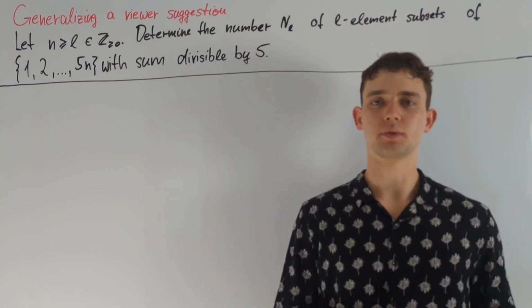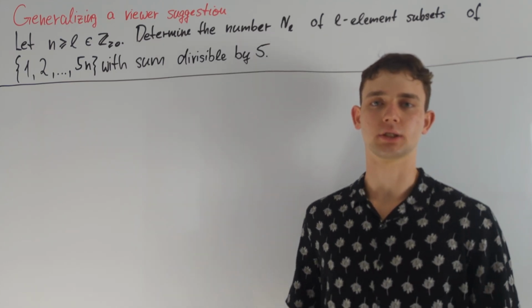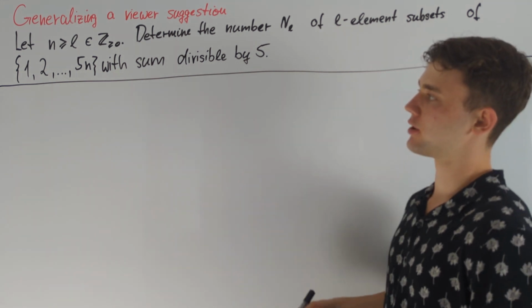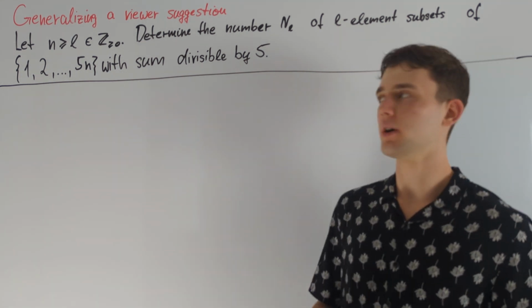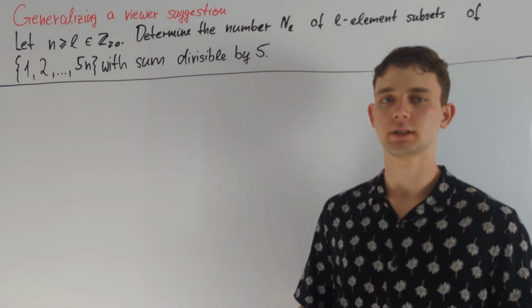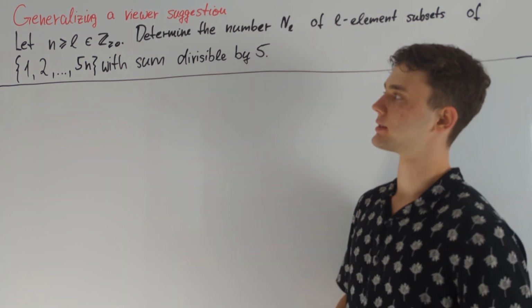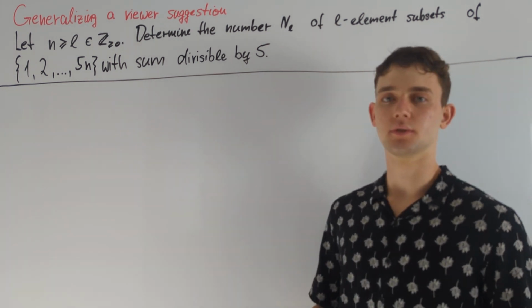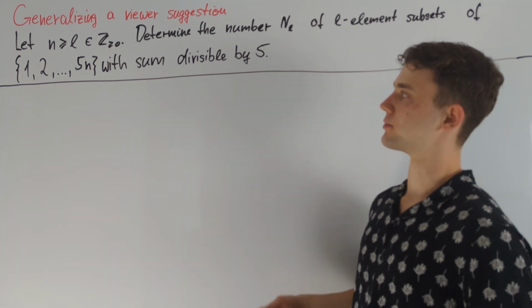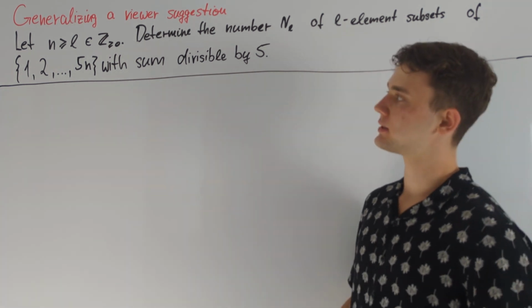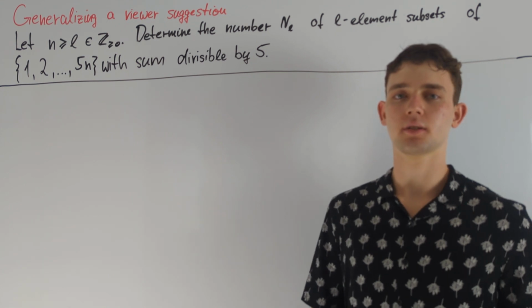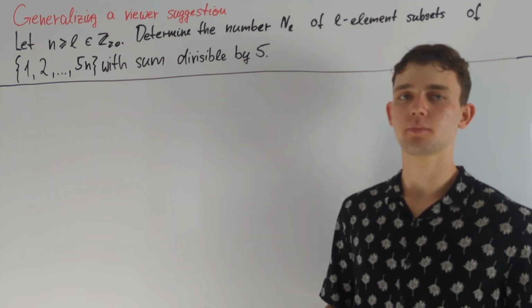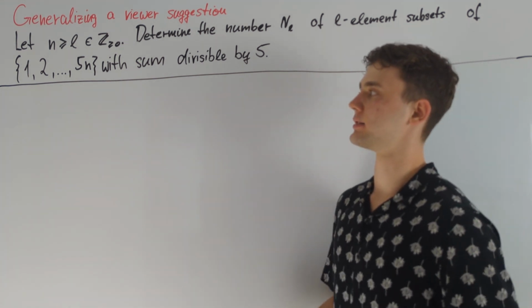Hey guys, today I will present a generalization to a viewer suggestion. We were asked to determine the number of subsets of 1, 2, up to 5n with sum divisible by 5. This is a nice introductory problem for roots of unity filtering, so we wanted to present such a solution. But since there also exists another easy solution with induction to that problem, we decided to generalize it.